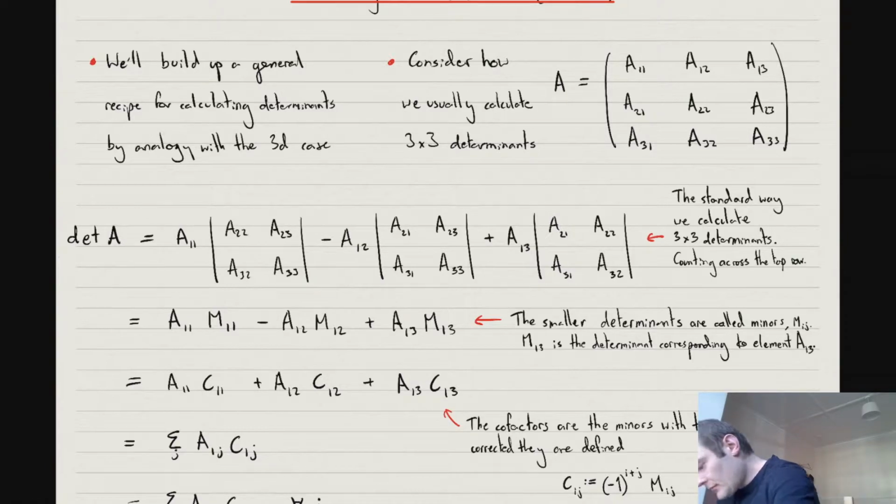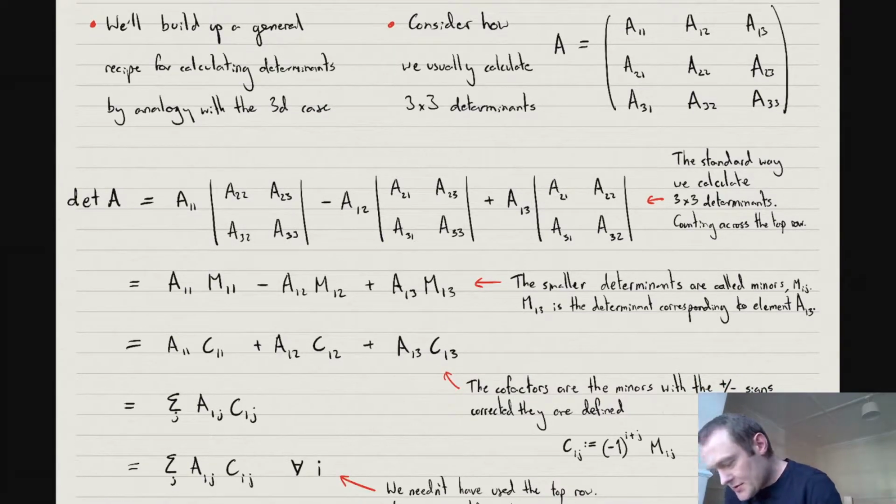Let's see, we cross off like this. We calculate the inner determinant and we multiply it by the A11, and then we work across the top row. So then we go like this, multiply A12 by the determinant that you would form there, and then A13 by the determinant you would form here. And we're going to use that methodology, but we can generalize it a little bit.